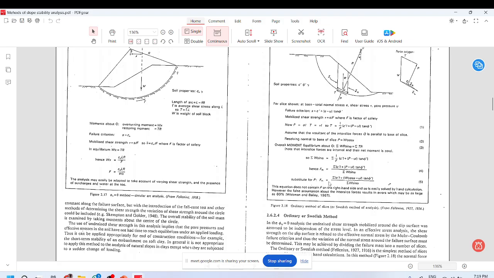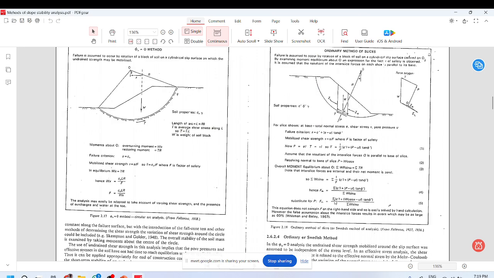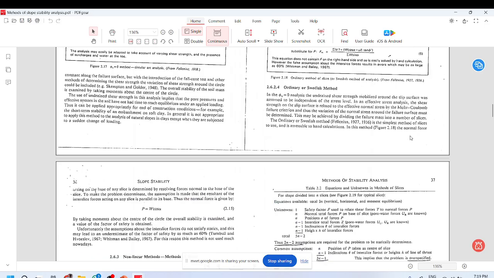Calculate the factor of safety. So factor of safety is the summation of the resisting force along this failure surface over the driving force, resisting moment and driving moment. This was the ordinary method, and we can even have a force polygon here.